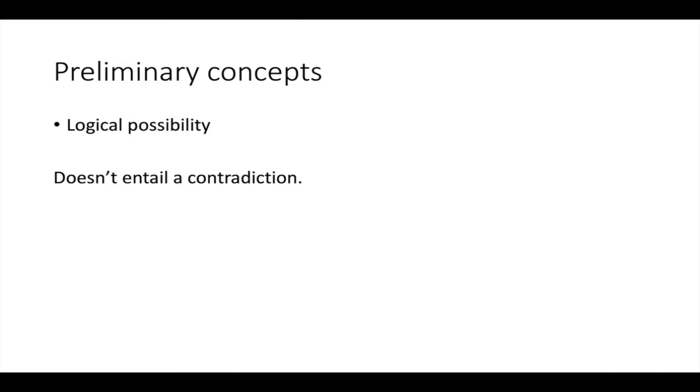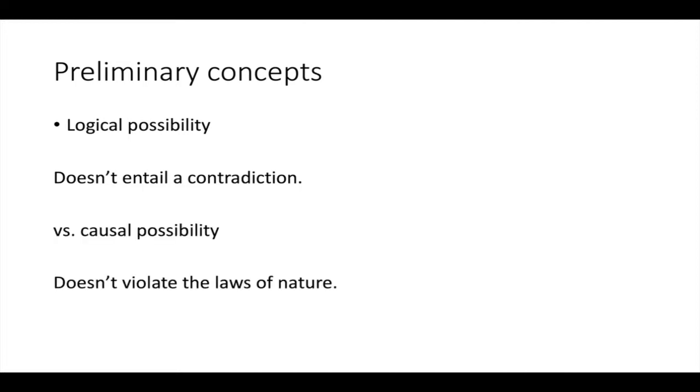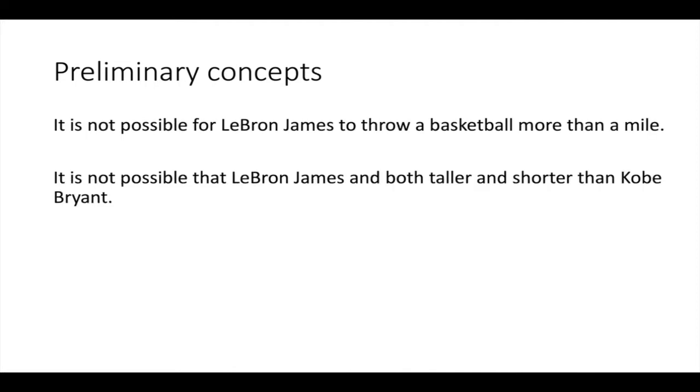The author distinguishes logical possibility from another kind of possibility, causal possibility. So with causal possibility, we're talking about whether something is possible given the laws of nature. Something is within the realm of the laws of nature. Here's an example of these two kinds of possibility.